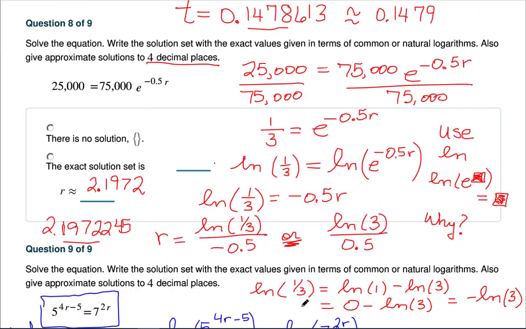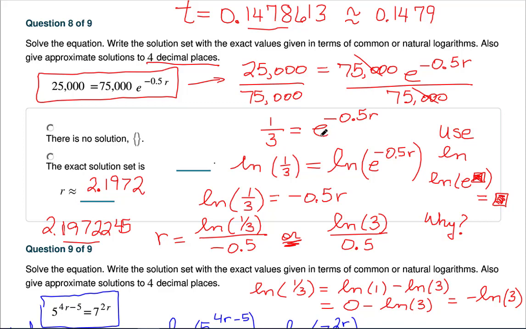Question 8. Question 8, we have an exponential equation with e. So as in the previous problem, we need to clean this up a little bit first. So I'm going to divide both sides by 75,000. Now the good news is it gets rid of it here. 25,000 divided by 75,000 makes this now 1/3, which is a lot nicer.